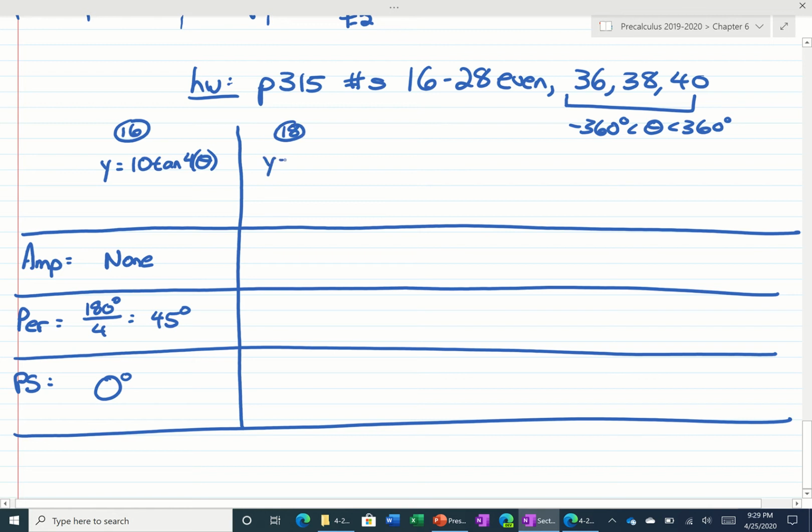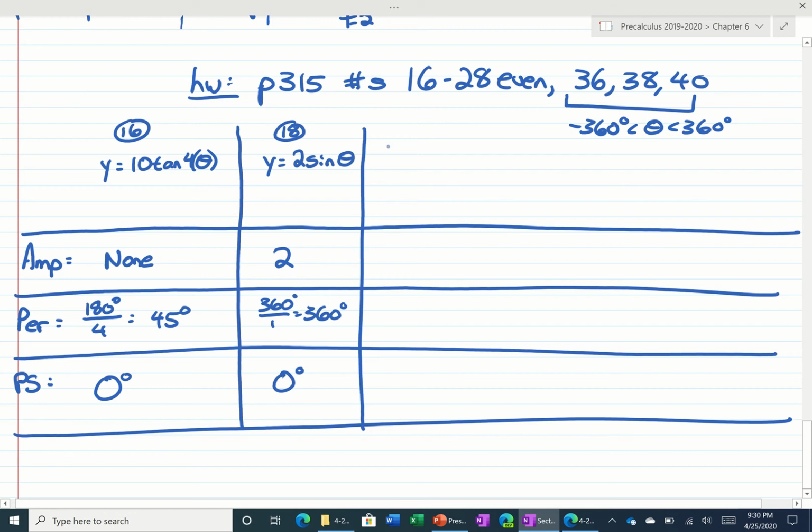18 says y is equal to 2 times the sine of theta. Theta is by itself, so this one's pretty easy. The amplitude would be 2. Period is the normal period of sine divided by the number in front, 360. And the phase shift, we're not going left or right, so we could say 0.